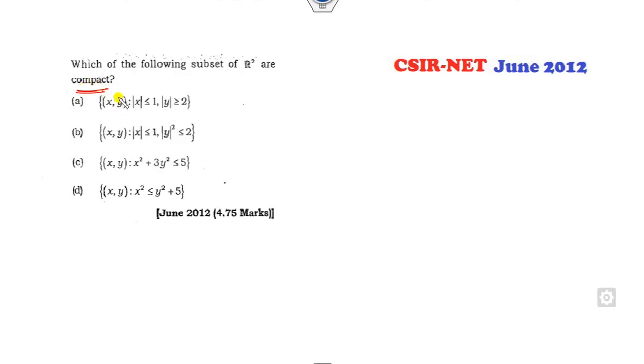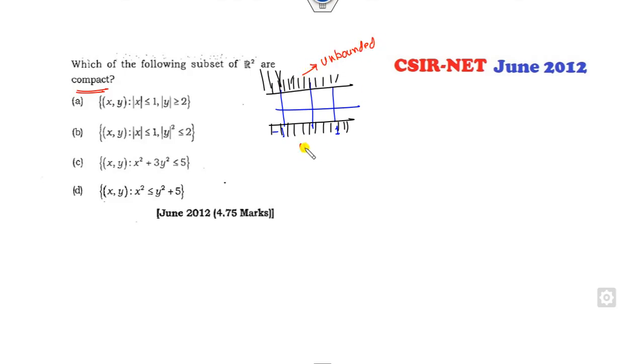Which of the following are compact? Again, I can draw the graphical representation. Mod of x less than 1, so x between 1 and minus 1. Mod of y greater than 2. What is the meaning of greater than 2? This is greater than 2 and less than minus 2. So this is the portion. So clearly say this is unbounded. Fine, this portion is also unbounded. If this is unbounded, it means it is not compact, because compact implies closed plus bounded, but it is not bounded.